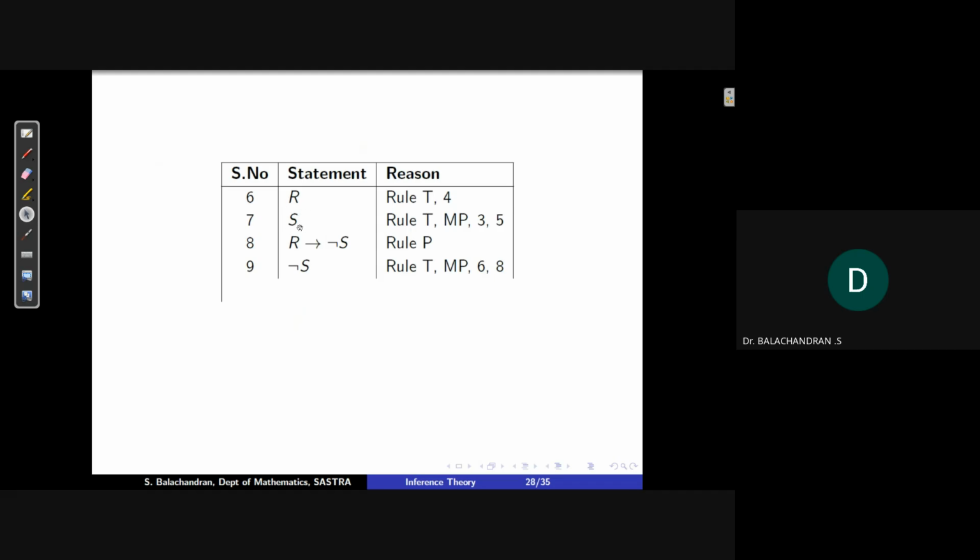Now I have S and also negation S. That means P comma Q is equivalent to P and Q. I already told you. Wherever you have P and Q, you can write P comma Q. Wherever you have P comma Q, you can write P and Q. So next step, S and negation S, from 7 and 9. So this is nothing but F, a contradiction. So this is one of the ways you can prove it. You can try in other ways, but it should be logically correct.